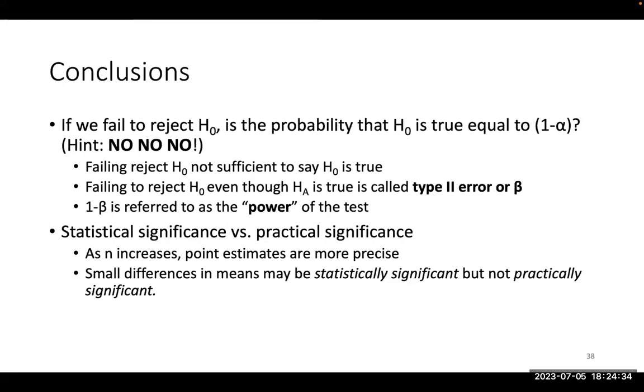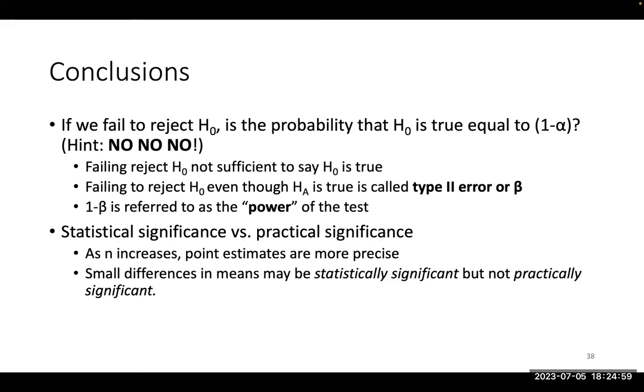If we fail to reject the null hypothesis, is the probability that the null hypothesis is true equal to 1 minus alpha? No, it's not, because you still don't know about the variability. It is still a probability. So the type 2 error is still the power, but still underlying variability and sampling variability.